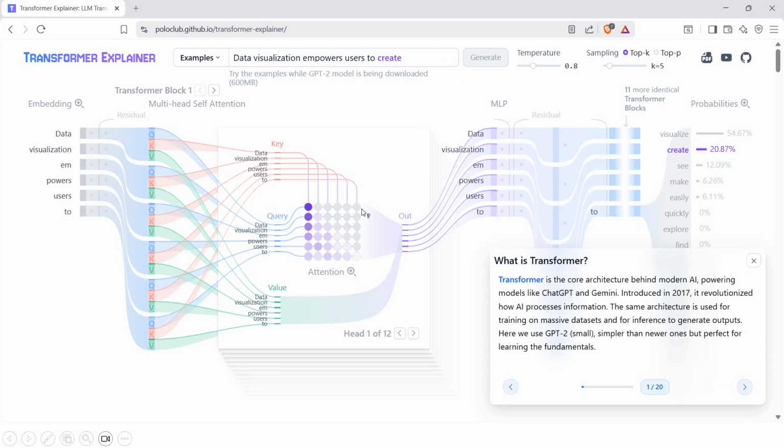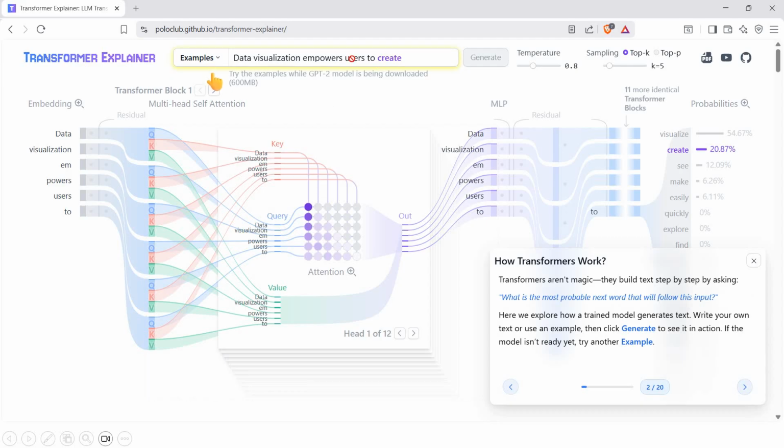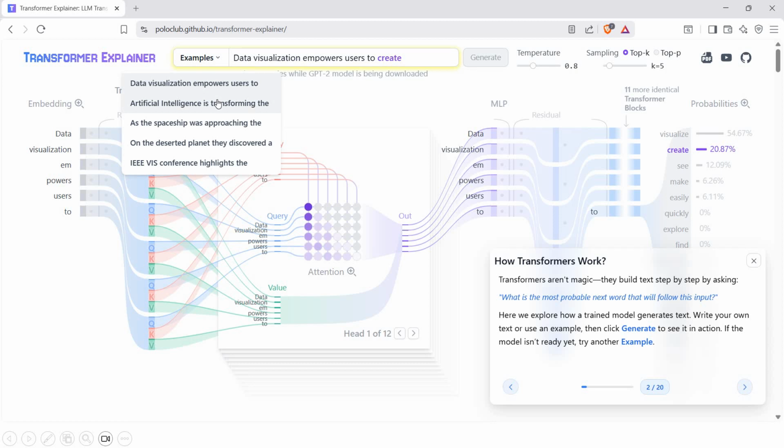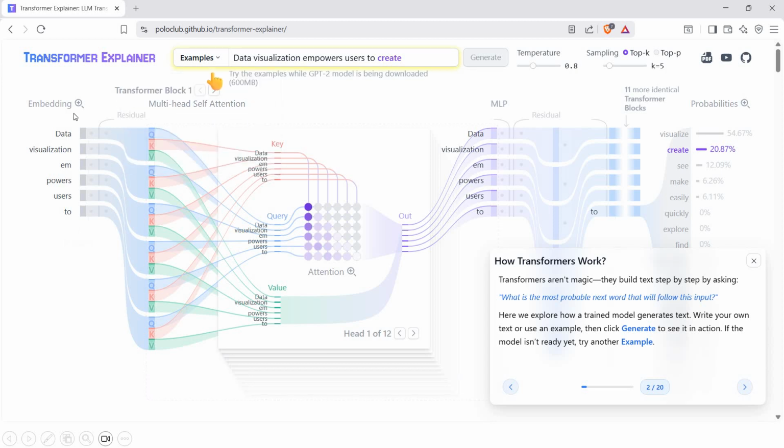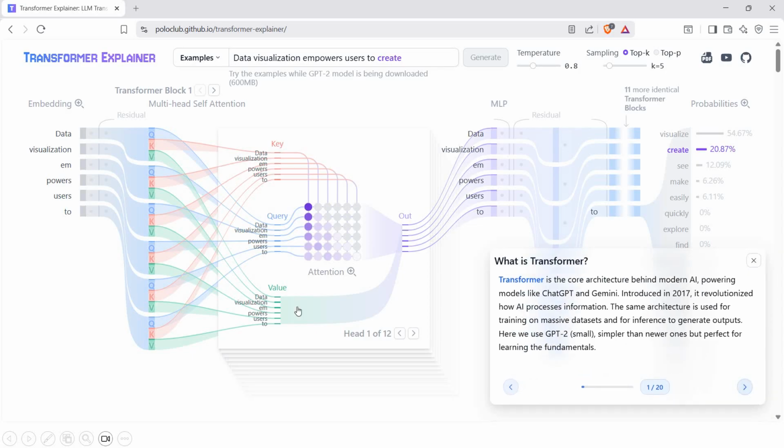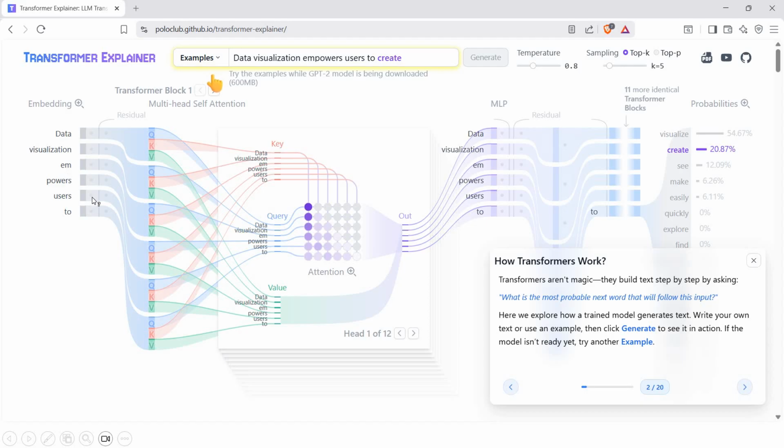So this is using GPT-2, and how does it think? We'll also understand how KV works. To start with, for example, "data visualization empowers user to": this is our input given to the GPT-2 small model, and it is broken into tokens like this. Then it becomes query, key and value, and is fed to the MLP and the residual, and then it gives us the probability of the next word.